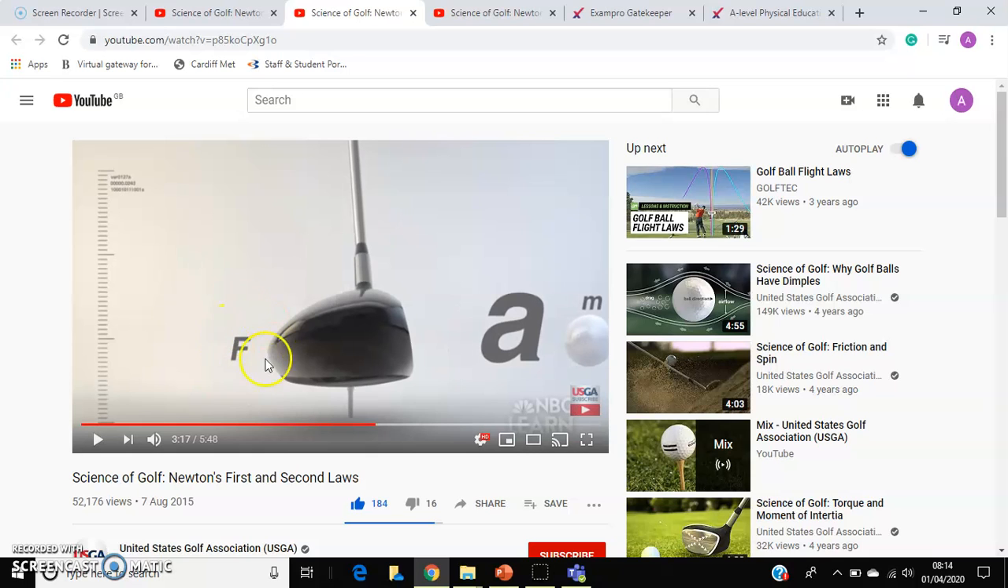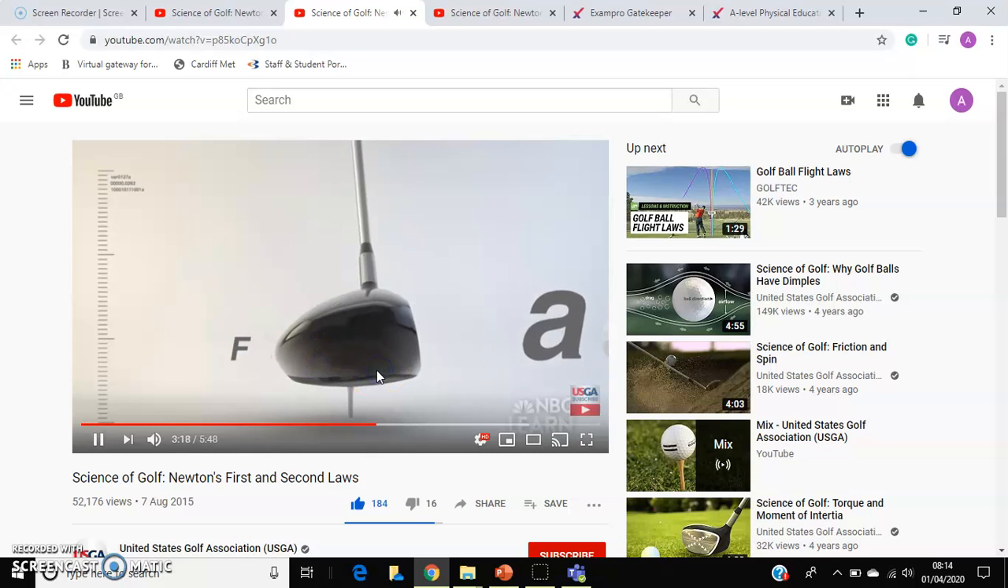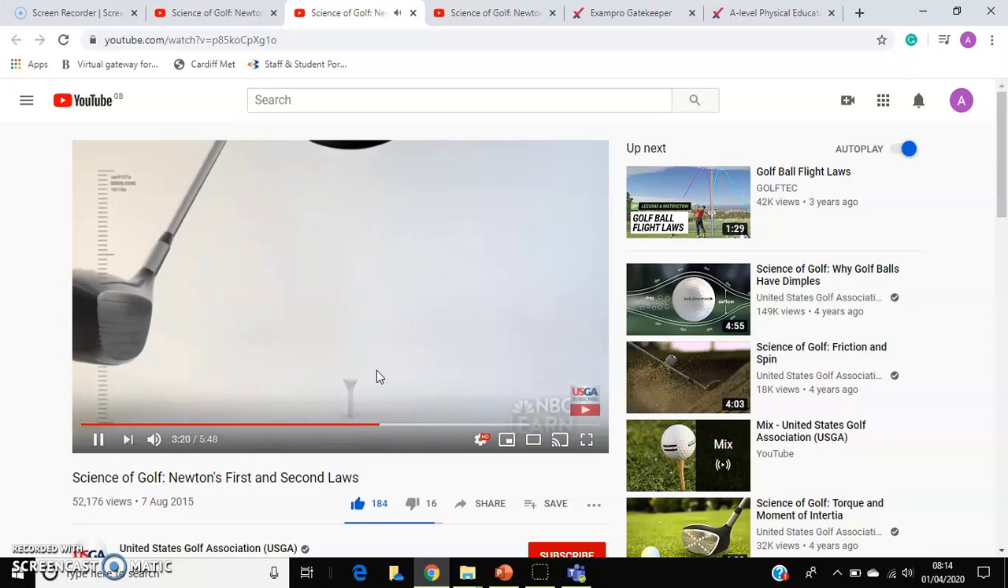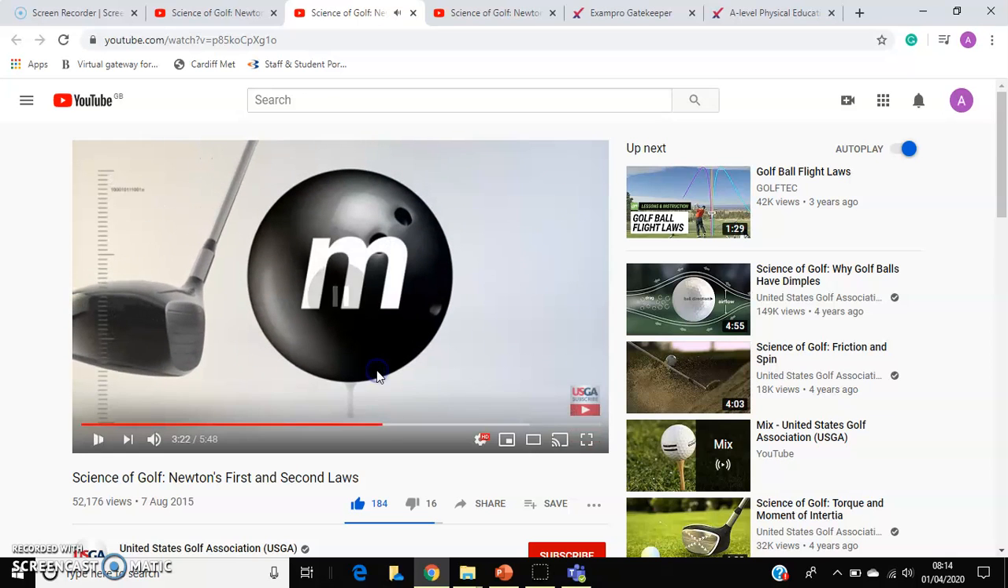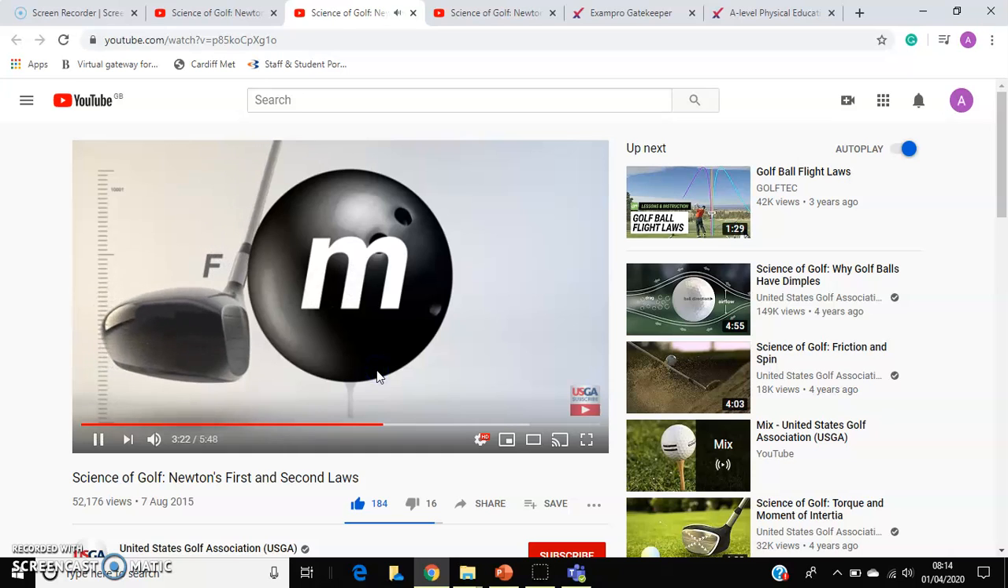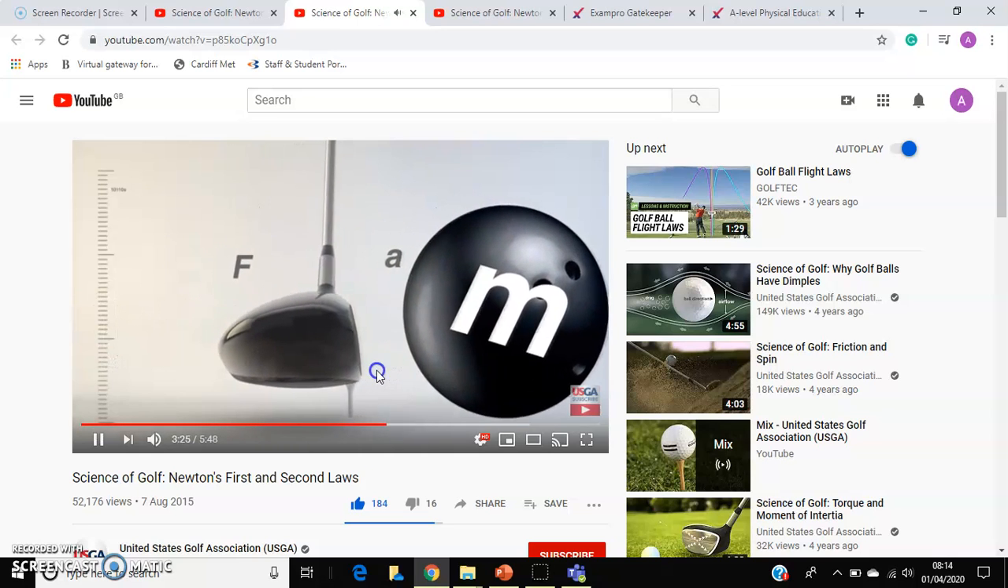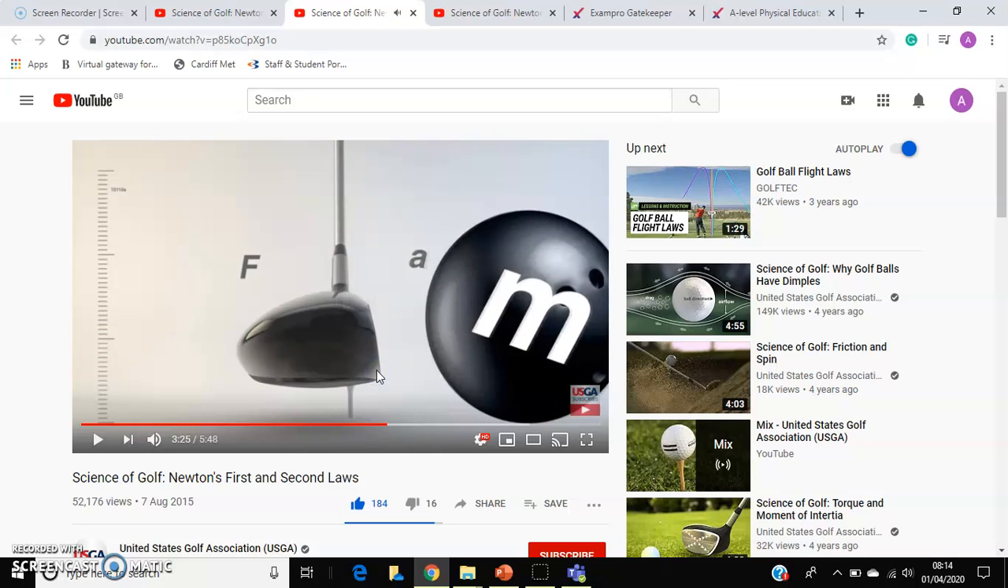All right, so exactly the same force that is applied to a larger mass. If we imagine a golf club hitting a golf ball at a certain force, and if we then hit a bowling ball, the acceleration would be a lot smaller.